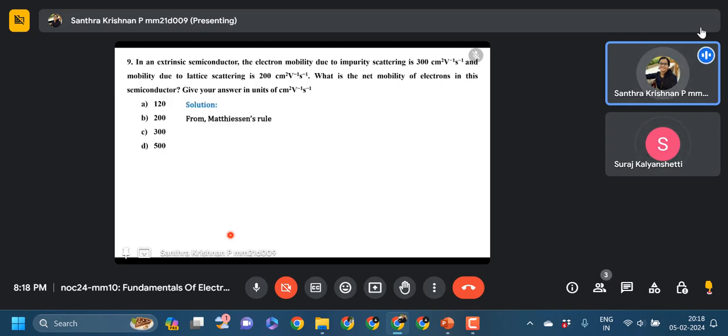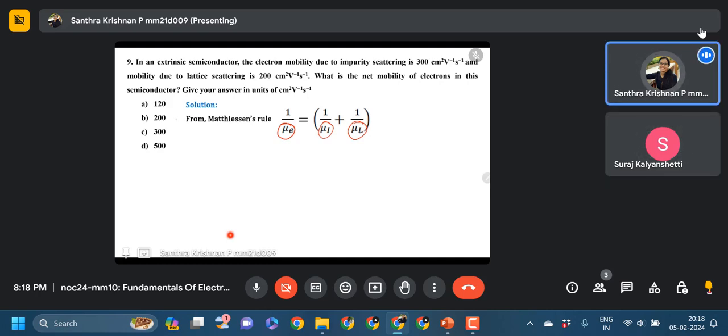And we have something known as Matthiessen's rule. That particular rule is 1 by mu E is equal to 1 by mu I plus 1 by mu L. That is, the total mobility is like in the case of a parallel connection, the sum of the one due to impurity scattering and that due to lattice scattering. So here it's a direct substitution.